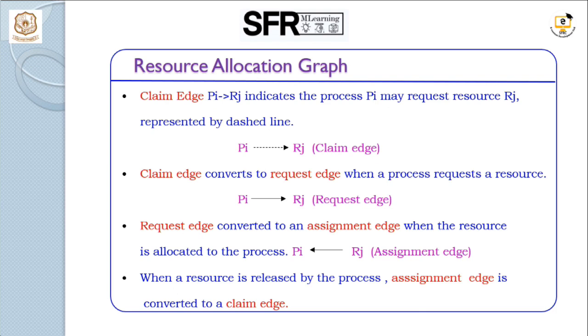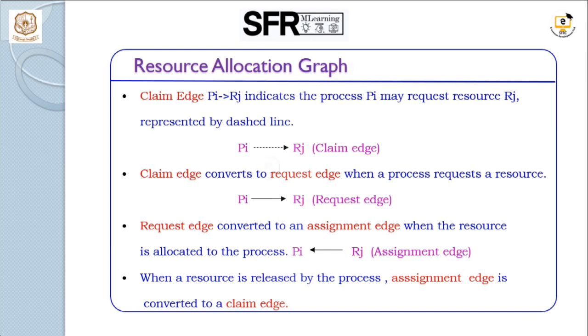The next is the assignment edge. Once a process has requested a resource and the resource is free, it is assigned to the process. It is represented using an inverted solid arrow, Rj solid arrow Pi, which is called the assignment edge. Then, after completing its execution, the process releases the resource. So the next process which is waiting will be allocated the resource.